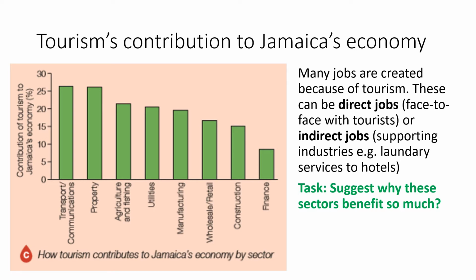And the numbers, as you can see, are quite high. 25%, 20%. These are high numbers. They are significant. Your task was to suggest why these sectors have benefited so much, and I think really I've just explained it in my answer there, is that tourism will indirectly create work in all these other sectors, so money can be made that way.